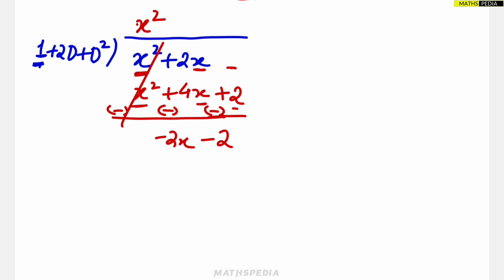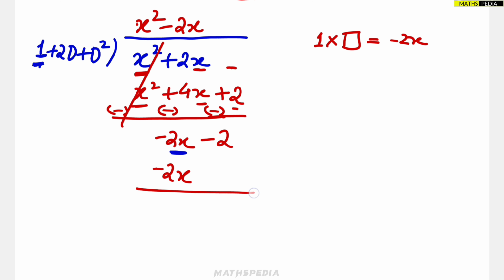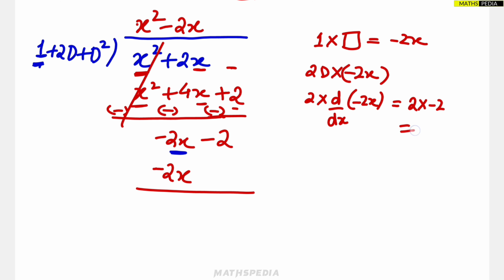So first you have to take the first element. Here also first element. So 1 should be multiplied with what to get minus 2x? This is the question. So 1 should be multiplied with minus 2x only, such that you will get minus 2x. Done. Now, minus 2x has to be multiplied with 2d as well as d square. So 2d should be multiplied with minus 2x. That means nothing but 2 into differentiation of minus 2x. What is the differentiation of minus 2x? It is minus 2. So 2 into minus 2 is minus 4. Put it below this, the constant minus 4.